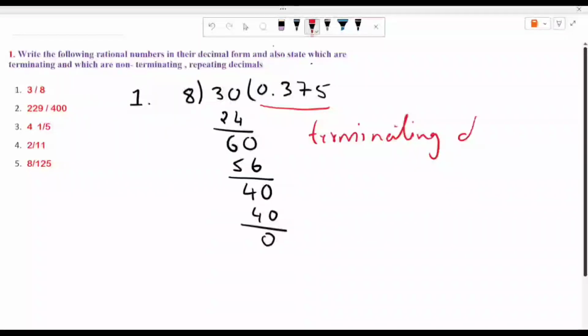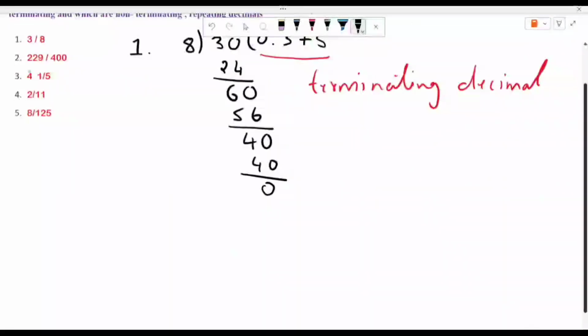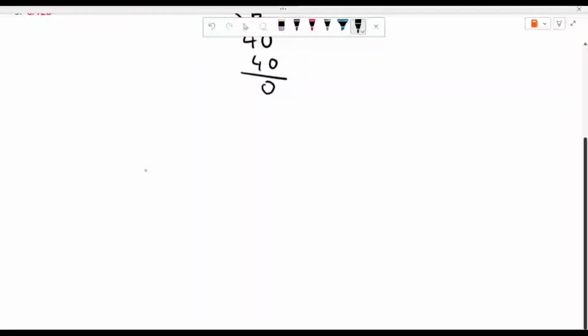Terminating decimal. Because after the decimal the answer stops. So now let's move to the next question. The next question is 229 divided by 400. So for the second question, we will start by seeing how we can write this.